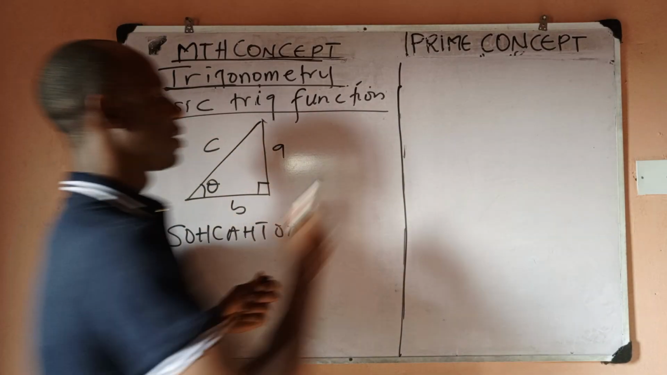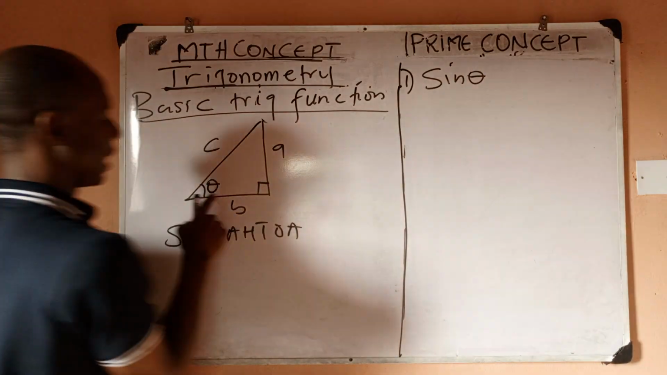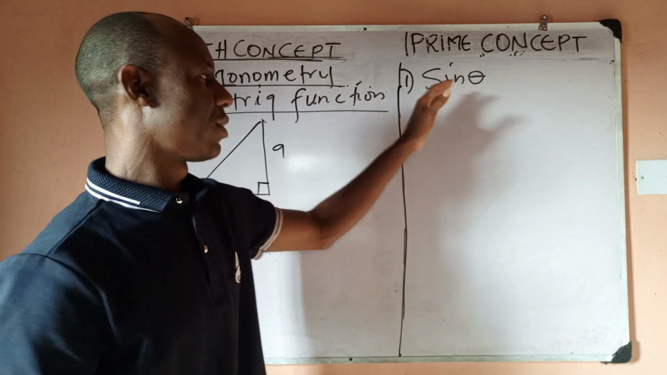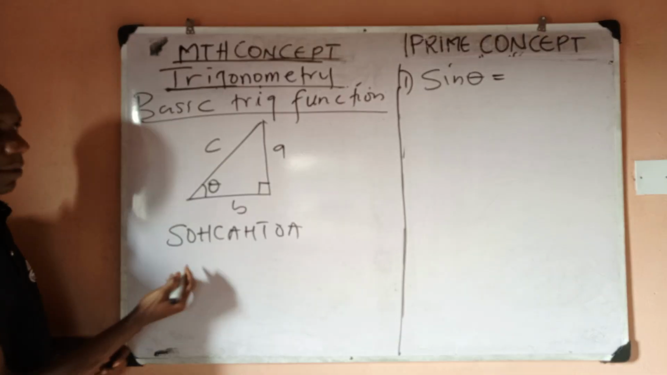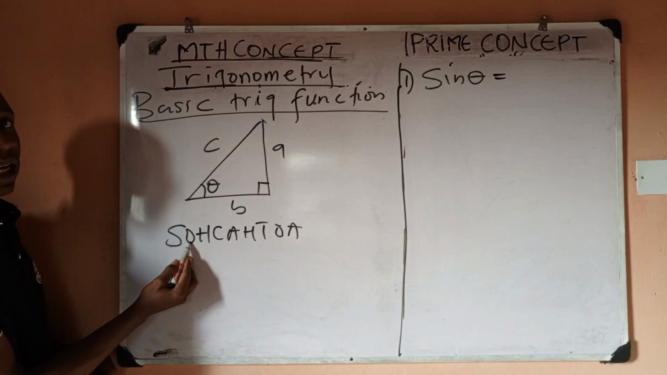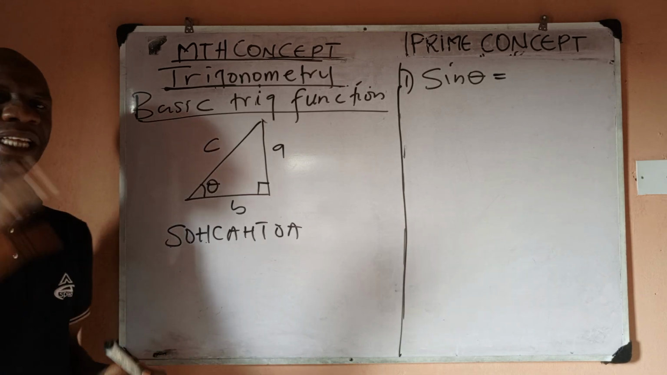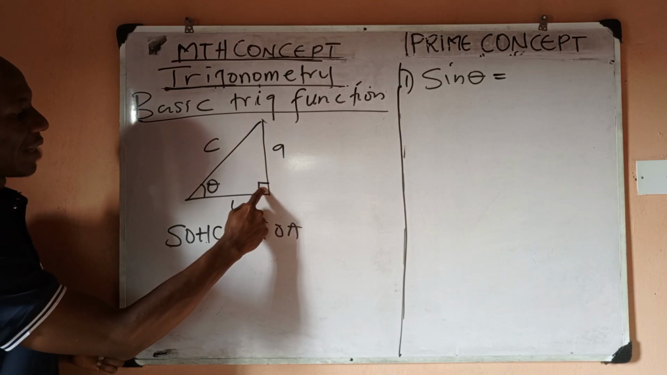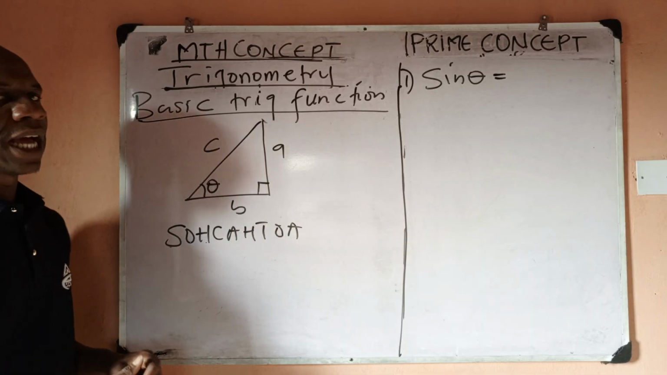Now, one of the trig functions is what we know as sine theta. Theta is the angle of the triangle, so sine is a function of the angle theta. That's why we say sine theta. From SOHCAHTOA, sine would mean opposite side of the triangle over the hypotenuse. Hypotenuse simply means the side that faces the right angle. I hope you know this is the right angle. So the side that faces this right angle is C, and this side C is what is called the hypotenuse.